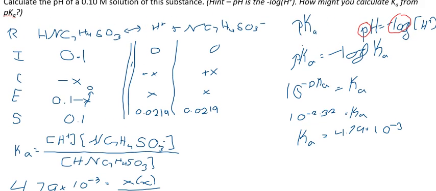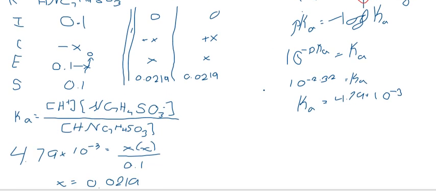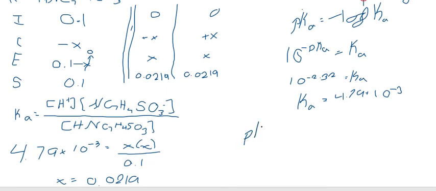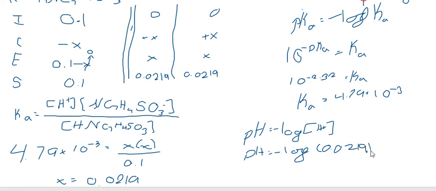And now I've solved for my concentration of H+, which means I can solve for my pH. As we said earlier, pH is equal to the negative log of the concentration of H+. In this case, pH is equal to the negative log of 0.0219. And we get that our pH is equal to 1.66.